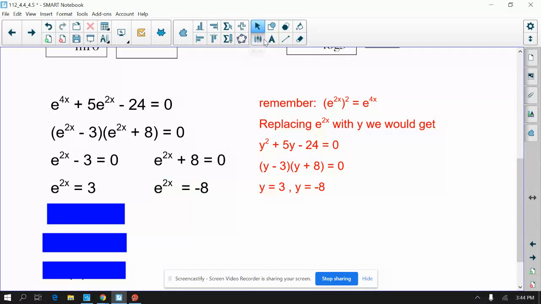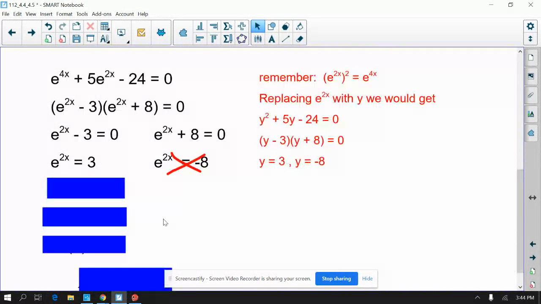Now right here is the end of the road for this guy. This is nonsense because this is from section 4.1, so day 1. This is an exponential expression. e is a positive number. No matter what you raise it to, the result will always be positive. And the fact that this is negative is nonsense. So this is an extraneous path. And so we're not going to continue.